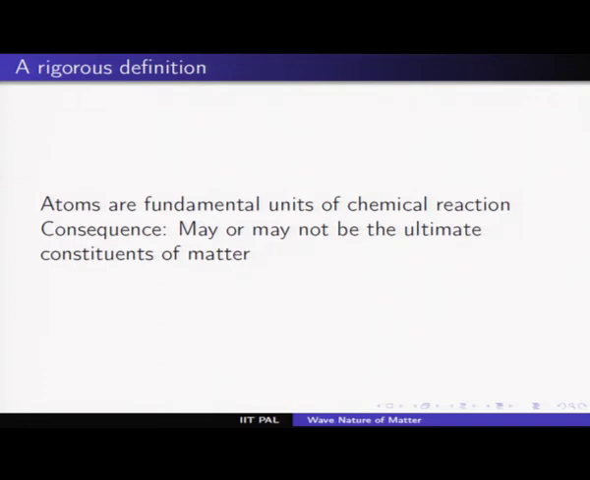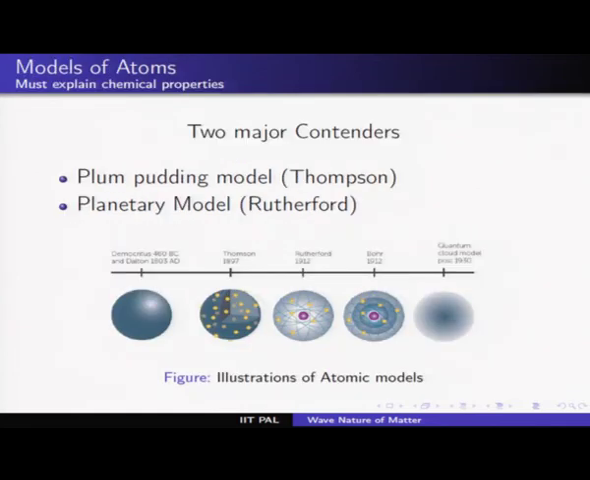So we can read whatever is written in this slide. We say atoms are fundamental units of chemical reaction. If I give that definition, now it is an operational definition. There is a consequence. We do not know whether they are ultimate constituents of matter or not. If they are ultimate constituents of matter, you cannot break them. If they are not, then you can probably break them. And moreover, if they are ultimate constituents of matter, they must be so small that you should not be able to see their size, or otherwise I should be able to find out what the structure of these atoms is. This is the most important thing, and this is where models for the atoms come.